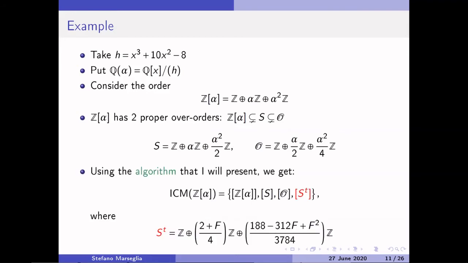Using the algorithm that I will present in the second part of the talk, we get that the ideal class monoid of the monogenic order consists of 4 classes. So there is Z[alpha], there is this overorder S, there is the maximal order, and then there is this fourth mysterious element, ST. I will tell you everything about this ST later, but so far you have to just be happy with the Z basis. This is a Z basis of this ST. And I'm claiming that this ST is not isomorphic to any of the previous 3 isomorphism classes, and also that there is nothing else. So we have 4 isomorphism classes for this order Z[alpha].